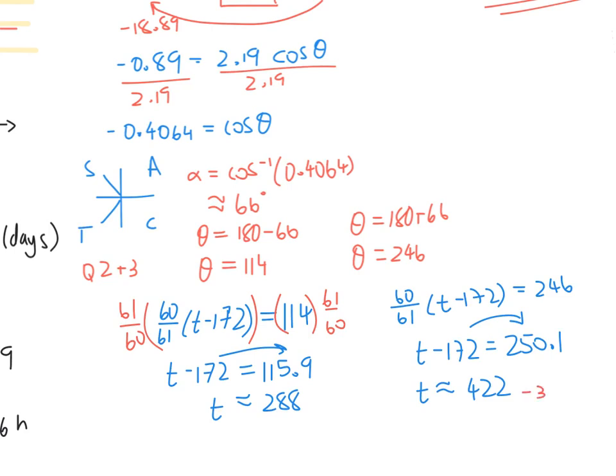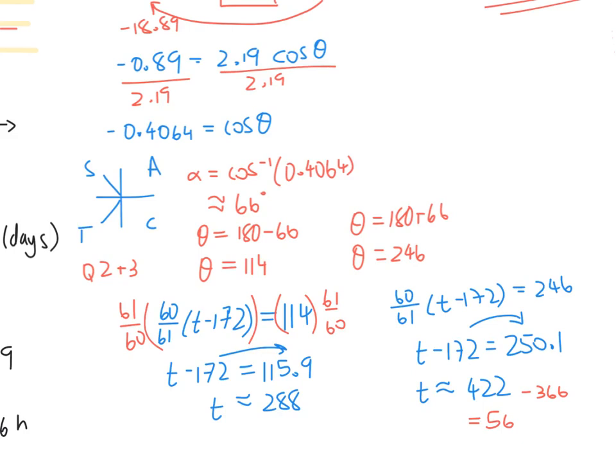So if I subtract 366, which is one period, I'm not subtracting 365 because that's not actually the period in this scenario based on the math we did before. But when we do that, we actually get 56. So on the 56th day and on the 288th day, the sun will set at 6 p.m.